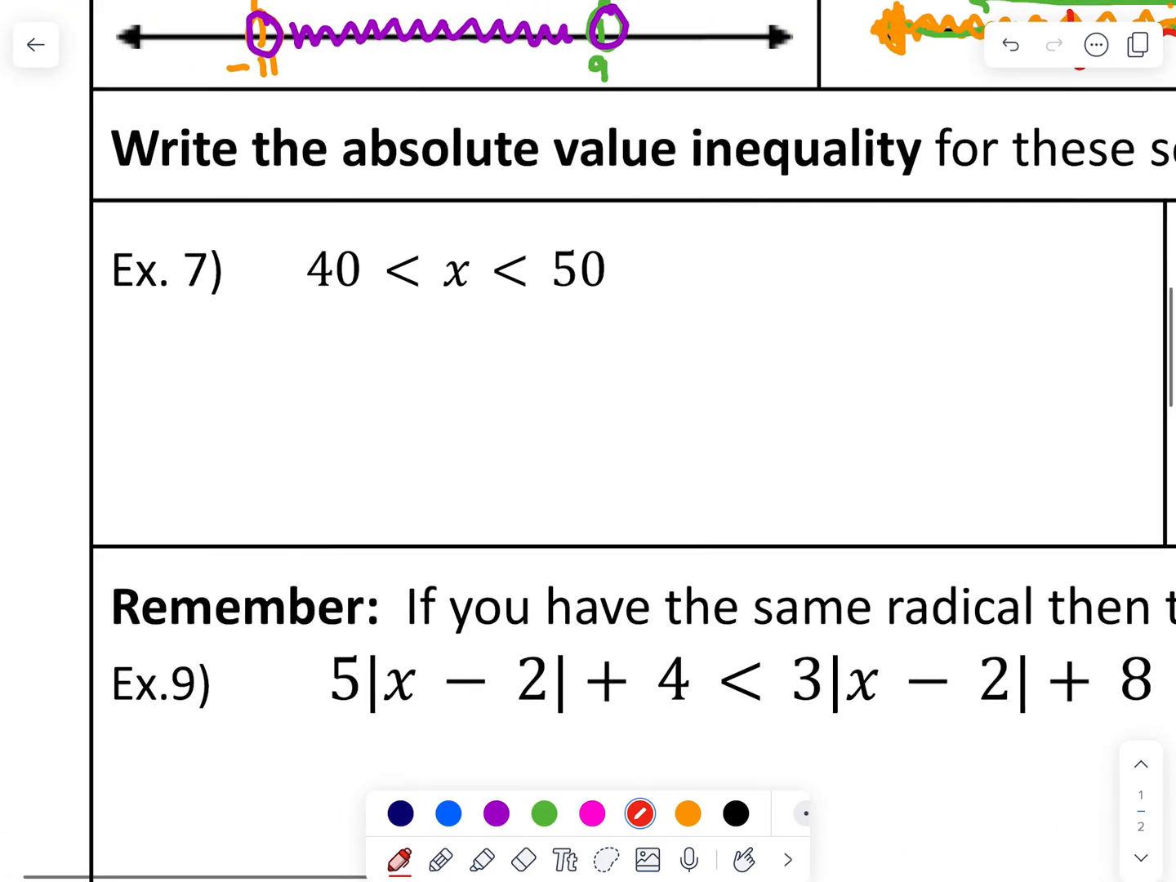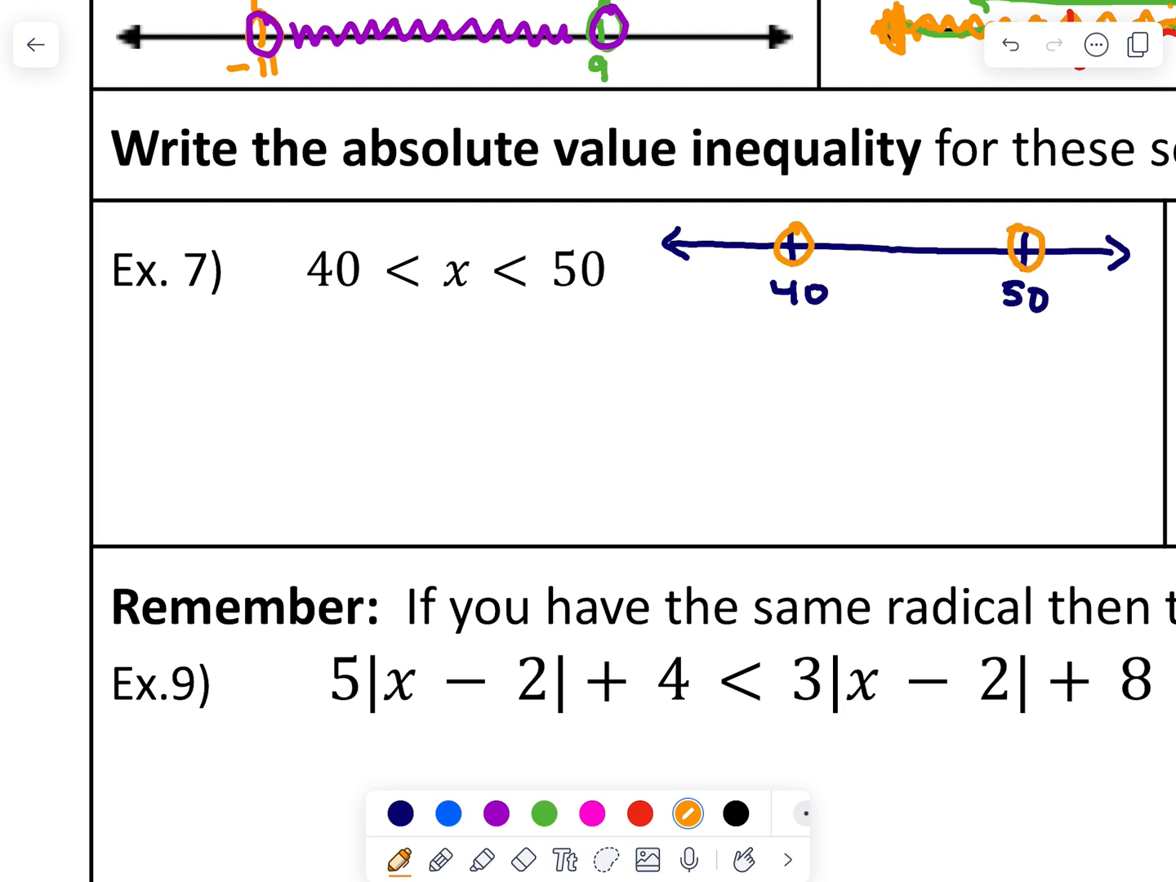Okay, so now let's go and think backwards for a second. We're going to write an absolute value inequality for this solution. So let's think about what this solution looks like. It goes from 40 to 50. It's open because there's no equal sign here or here. And it's in between because "and" is the only one that can be written like that. So it's greater than 40, boom, and less than 50, boom. So that's where it's in between.